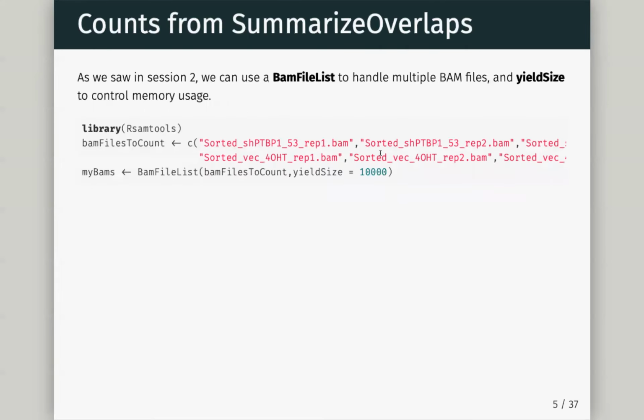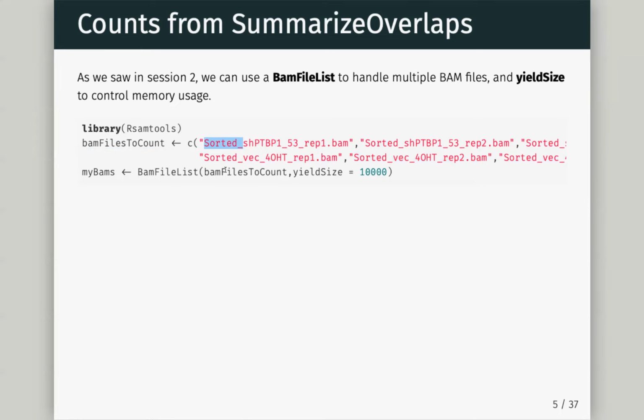Okay. So we saw in session 2, we can use these BAM file lists, an object which comes from the R Samtools library. Once we've loaded that, we just give a vector of everything we want to count over. These would be the full paths to your BAM files. We want them to be indexed, so we hope there would be a BAM.bai in there, and they appear to be sorted. We've already sorted them here.